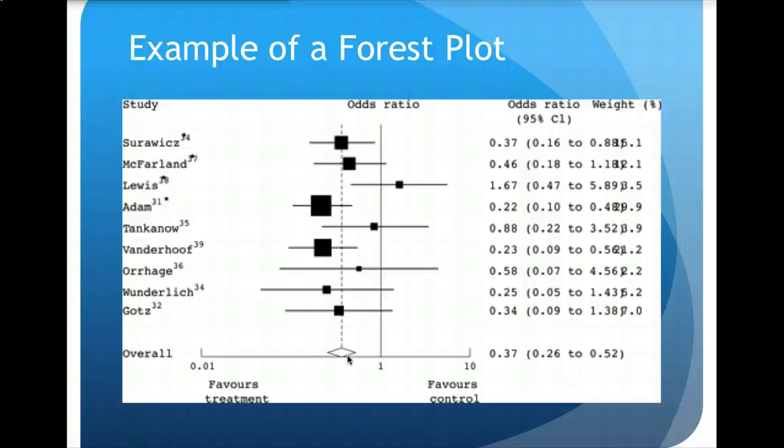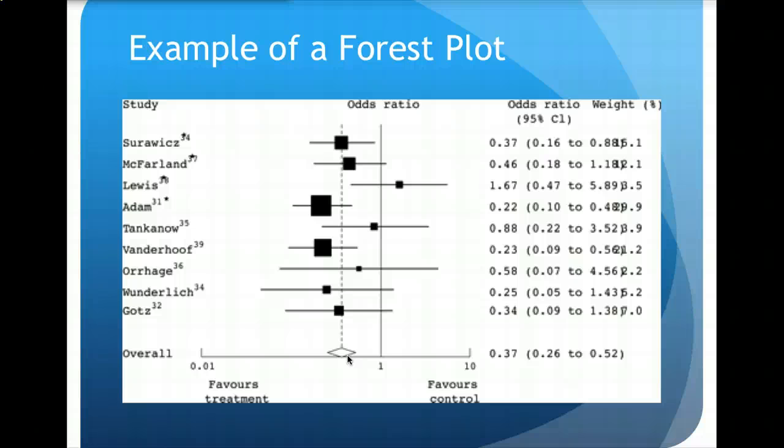So this is just an overview of what you will see when you see a forest plot. We will go into more detail about it, but for the purpose of understanding what you're looking at for heterogeneity within your papers or your articles, I just want to give you an example of what a forest plot is and what it means.